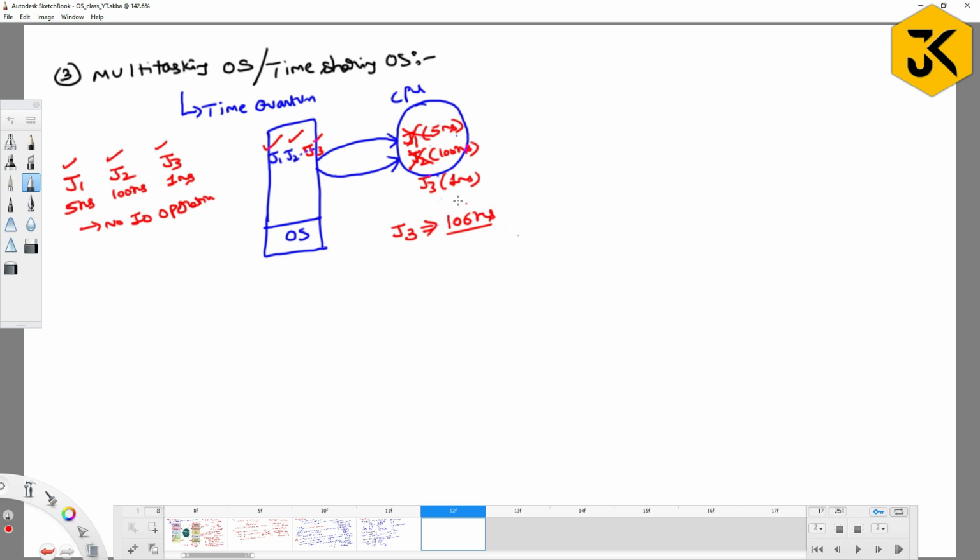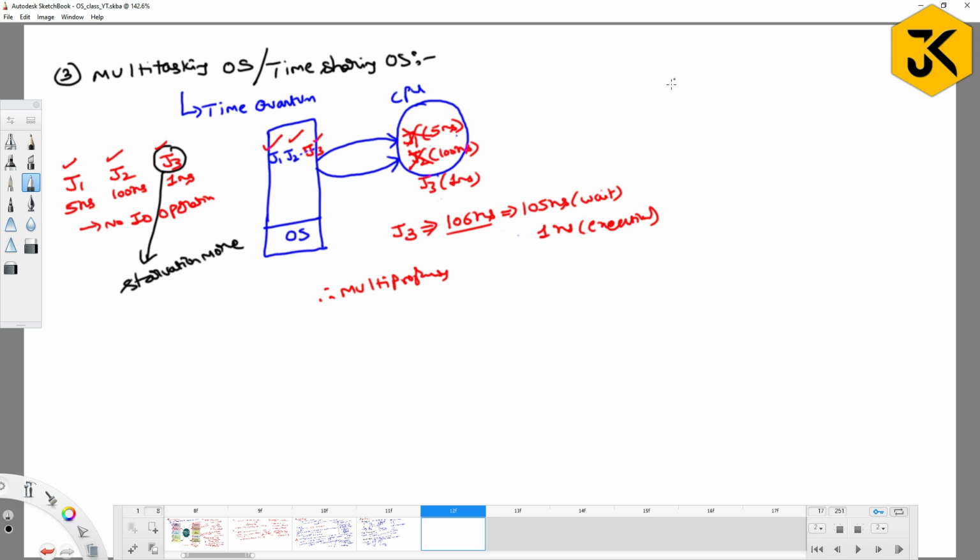It has to wait for 105 nanoseconds and 1 nanosecond for execution of its task. That's it, right? This is what happens in multi-programming. But if you observe here, J3 needs the least time, yet it has to wait for more time according to the process order, right? So I can say that starvation is going to be more in a multi-programming environment.